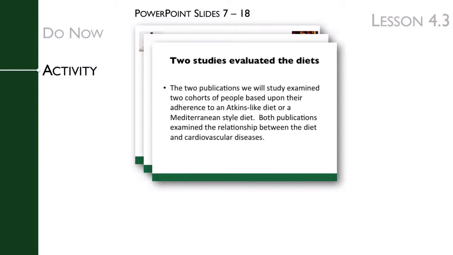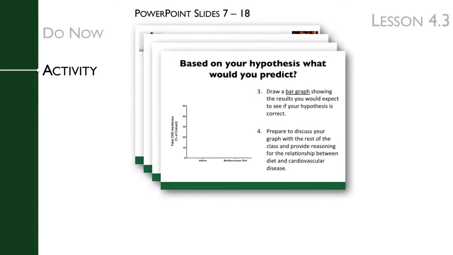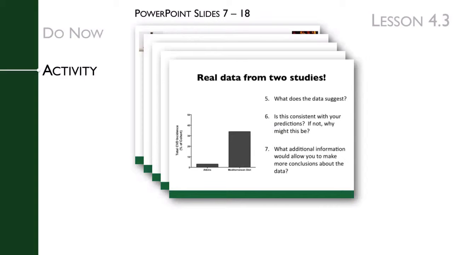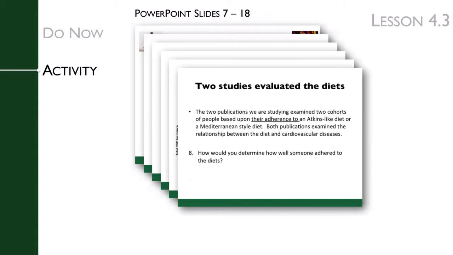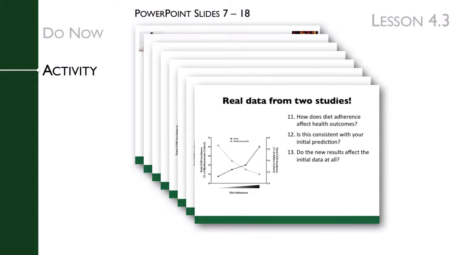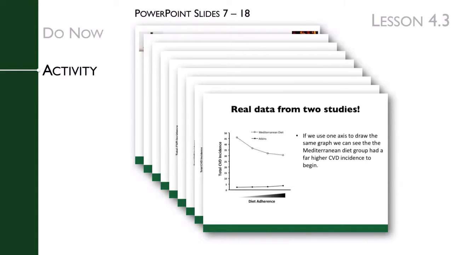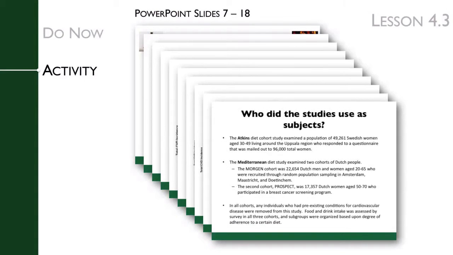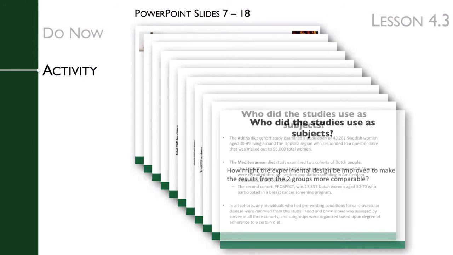Through the rest of the case study, you will provide students with evidence from 2 actual studies in increments, asking them to predict, describe, and interpret evidence as they go. Both of the studies look at associations between the incidence of cardiovascular disease and the diet type, either Atkins or Mediterranean. By the end of the case study, students should see that the reason the data don't support their hypothesis is because of the way the 2 studies were designed.